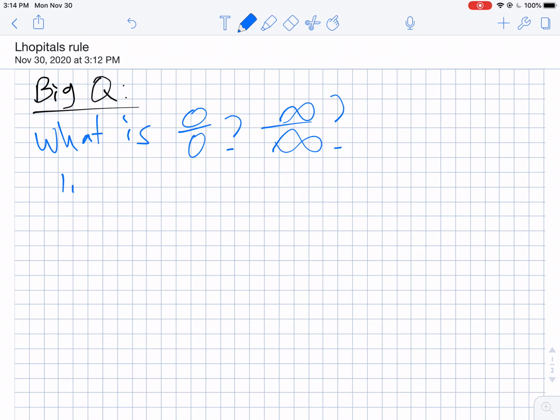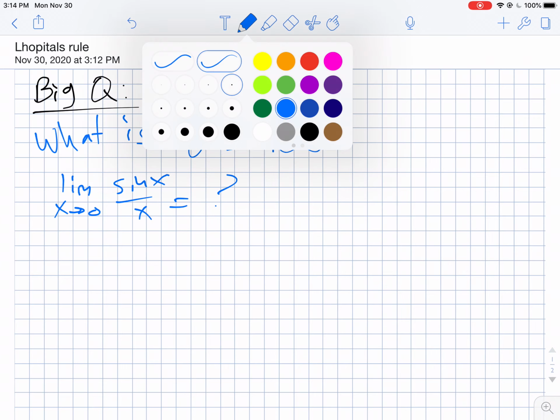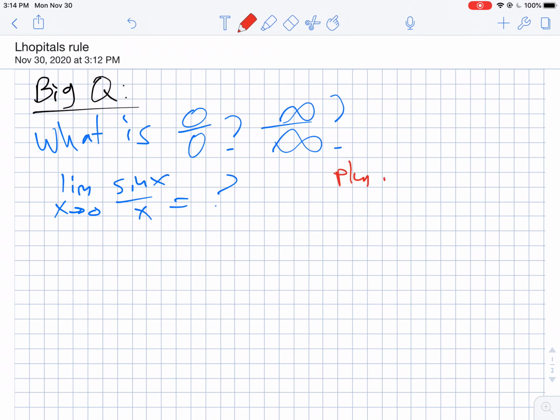So let me just give an example. Suppose I ask you to find the limit as x goes to 0 of sine of x over x, and figure out what this is equal to. Well, obviously, if you were just to plug in, you would get sine of 0 over 0, which is 0 over 0, which is undefined.